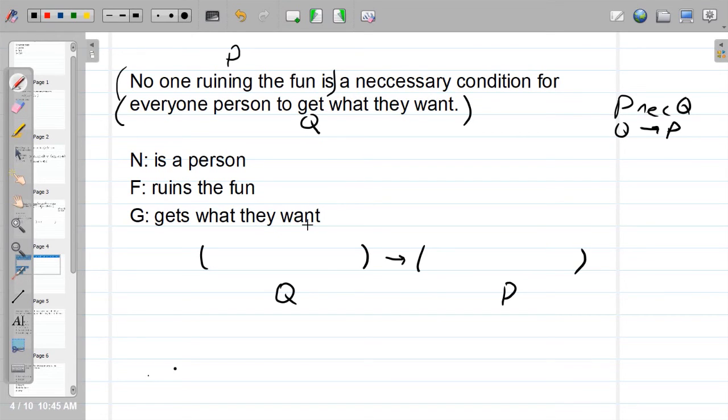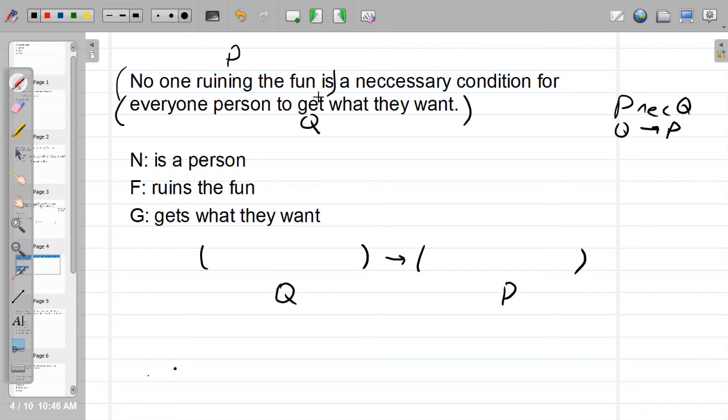So let's dive in. We've got the structure now, right? We've got the overall structure of the sentence. We know what the main connective is. We know what the parts are and where to put the parts. Now it's just a matter of symbolizing the parts. Okay. So, no one ruining the fun. Let's do this one first.